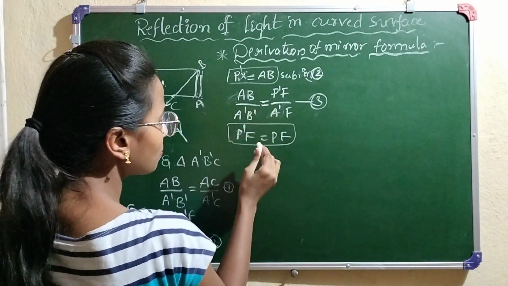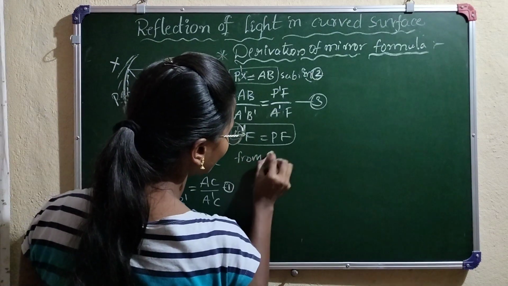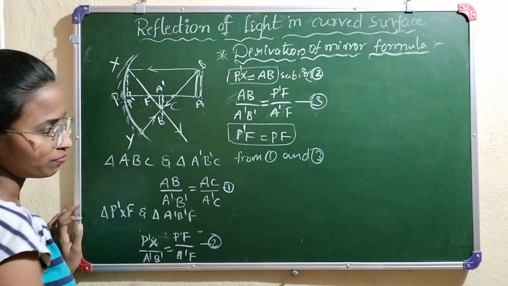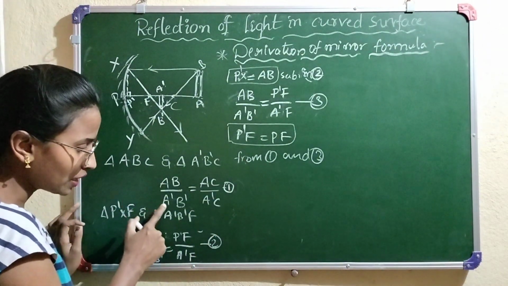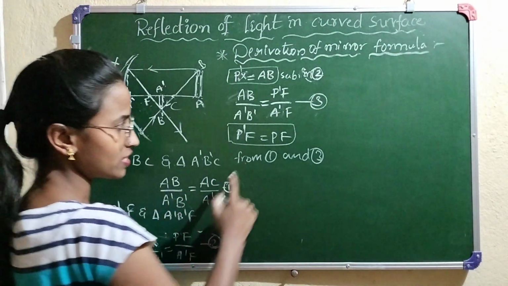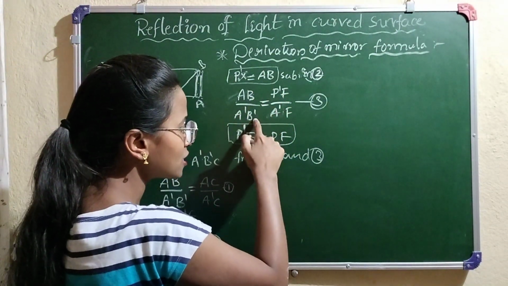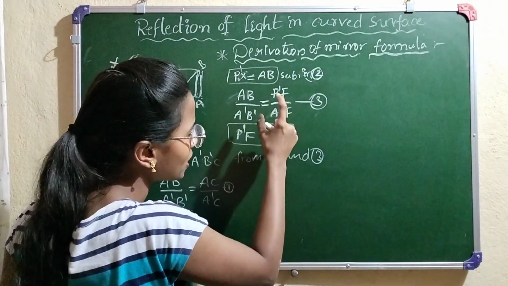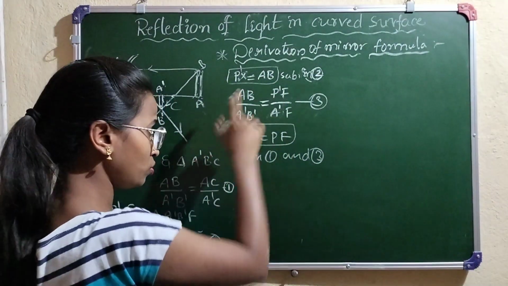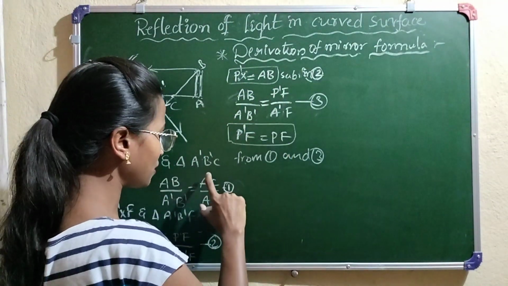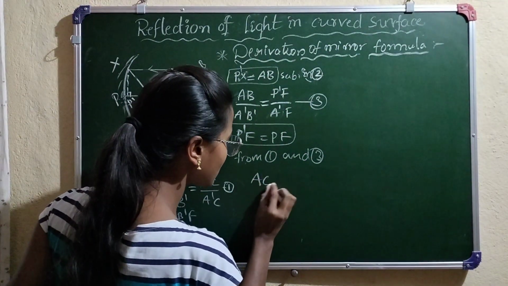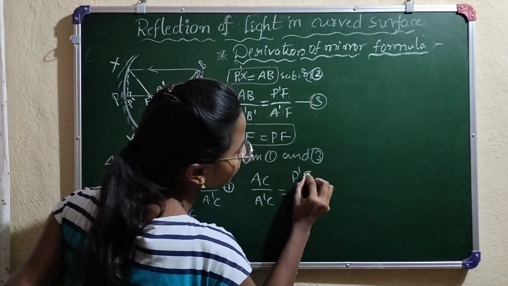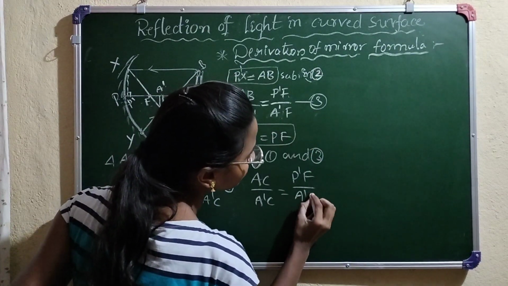So from equation 1 and 3, AB by A dash B dash is equal to AC by A dash C. In the same manner, AB by A dash B dash is equal to P dash F by A dash F. Both are equal to AB by A dash B dash, so I am equating these two: AC by A dash C is equal to P dash F by A dash F.